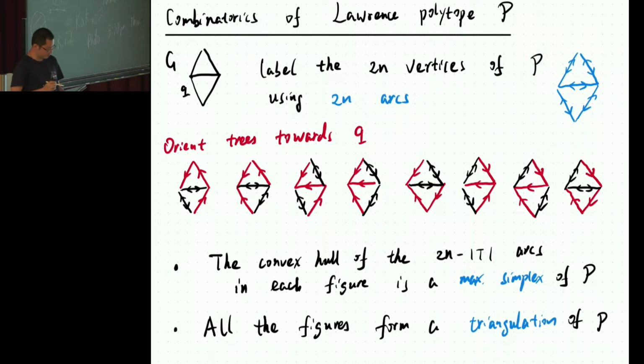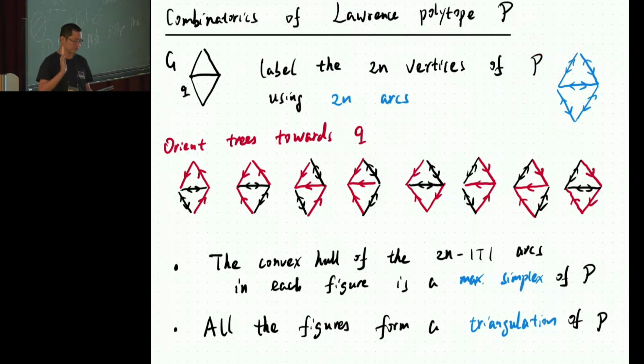So what I will do is I consider all the spanning trees, which are in red. I consider all the spanning trees of the graph. Here I have 8 spanning trees. I orient each tree toward Q, in this way. So here is Q. I just orient each toward Q. Then I take this picture. You can see in this picture I have 1, 2, 3, 4, 5, 6, 7 arcs. 7 arcs. This will give me 7 vertices of the Lorentz polytope.